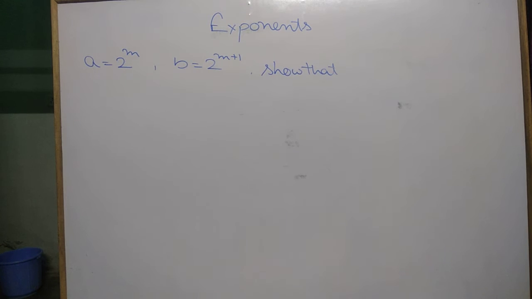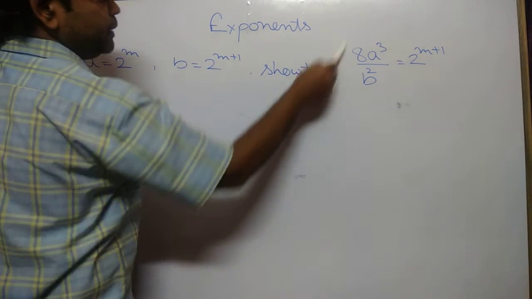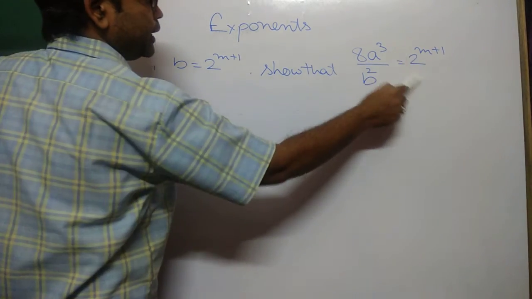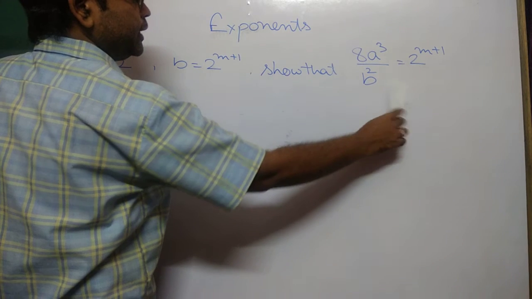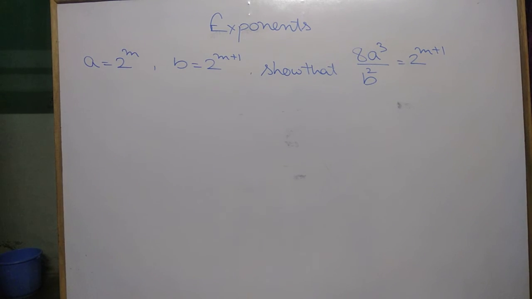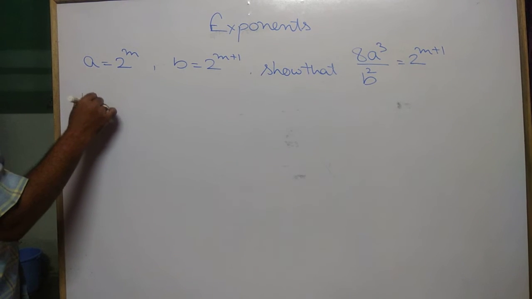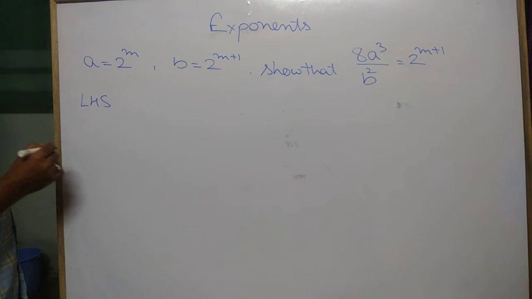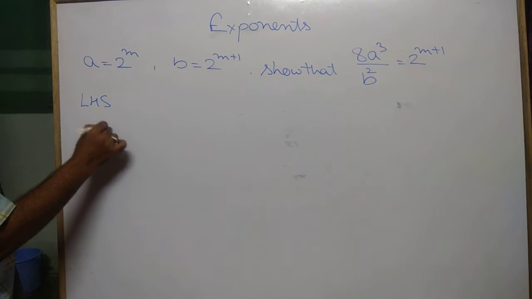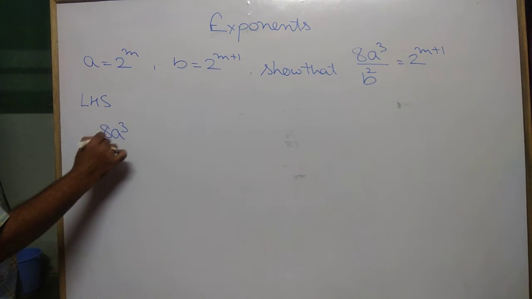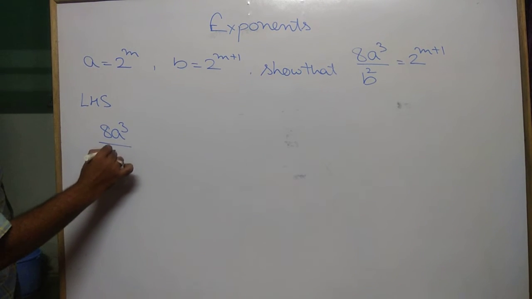Let me write it first. Now this is your question. First we have to find out the value of this complete LHS, then RHS, and then equate them. So let's start from the left hand side. LHS is 8a cube by b square.